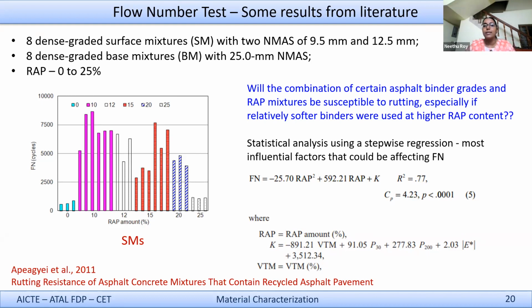They have conducted some statistical analysis to see which factor is more influencing this flow number value. They used stepwise statistical analysis, and it is shown that the flow number is related to the RAP percentage squared. So essentially, as the RAP content increases, the amount of RAP has a large influence on the flow number, or the rutting resistance. It is very essential that we explore this further.